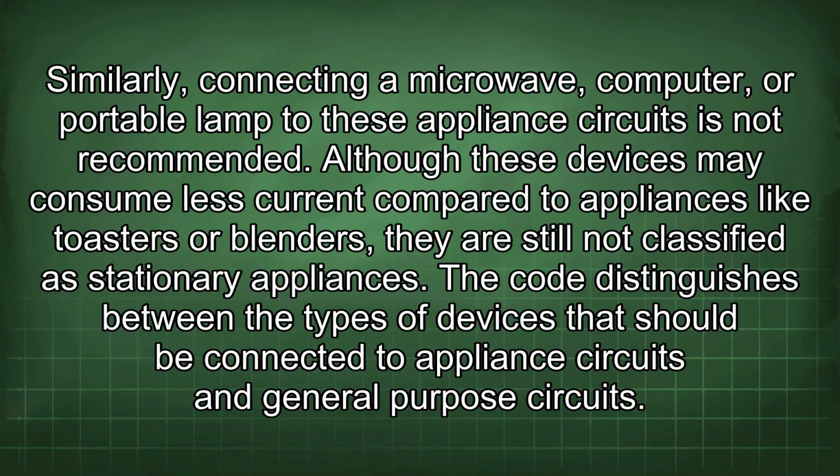Similarly, connecting a microwave, computer, or portable lamp to these appliance circuits is not recommended. Although these devices may consume less current compared to appliances like toasters or blenders, they are still not classified as stationary appliances. The code distinguishes between the types of devices that should be connected to appliance circuits and general-purpose circuits.